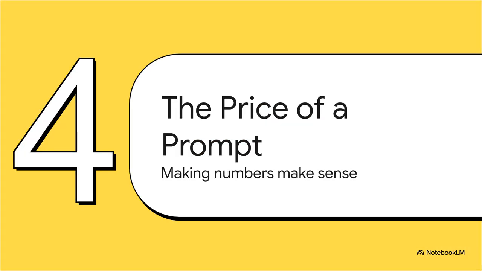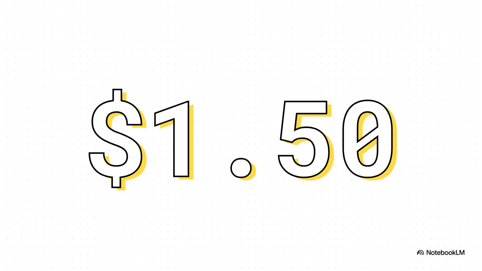All right, so we get what tokens are, and we get how they're counted. But what does this all actually cost? Let's stop talking in the abstract and make these numbers feel real. So AI companies, they price tokens in these huge batches, usually by the million. A pretty typical price for a good model might be, say, $1.50 per 1 million tokens. Now, that sounds like a crazy amount of tokens, so let's see what that actually gets you.